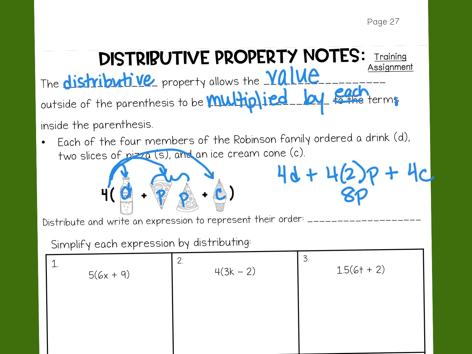So distribute and write an expression to represent their order, which we just did. 4D and 8P and 4C. Now, if you wanted to take it a step further, you could put the letters in alphabetical order. That makes it always easiest to find what you're looking for if you can expect to see it in alphabetical order. But they're both correct. One's just more advanced than the other.